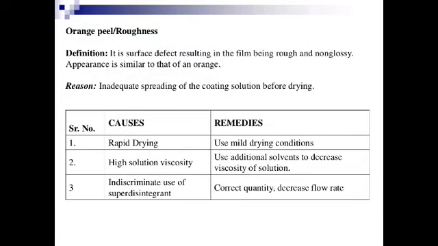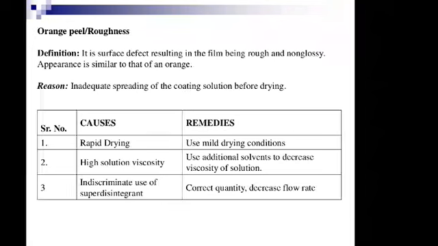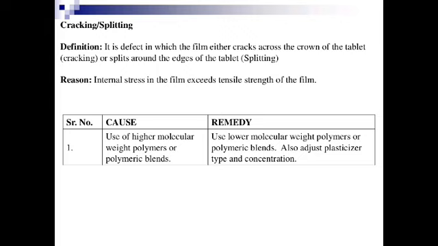Then orange peel, or roughness over the tablet, is a surface defect resulting in the film being rough or non-glossy over the tablet, and that is because of rapid drying, high solution viscosity, or indiscriminate use of superdisintegrant, etc. So all of that has to be optimized. Then cracking is sometimes seen because of high rotation speed of the machine. Use of high molecular weight polymers can also cause it if it is not blended properly.